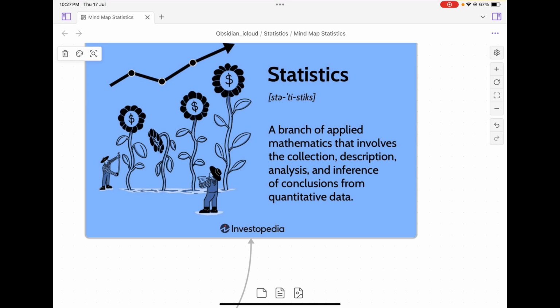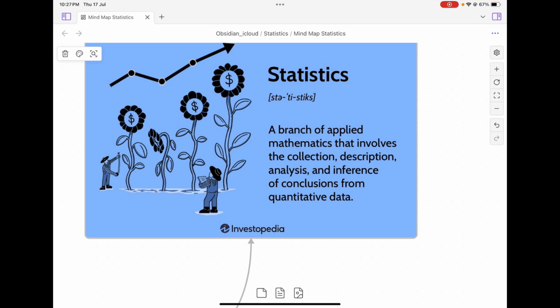You can collect some data. That is the first step. Without data, there is no statistics as well as data science. So once you have data, you need to collect it, and you can analyze it, make a summary of some of the data, and also make some inferences. So this is all about statistics.